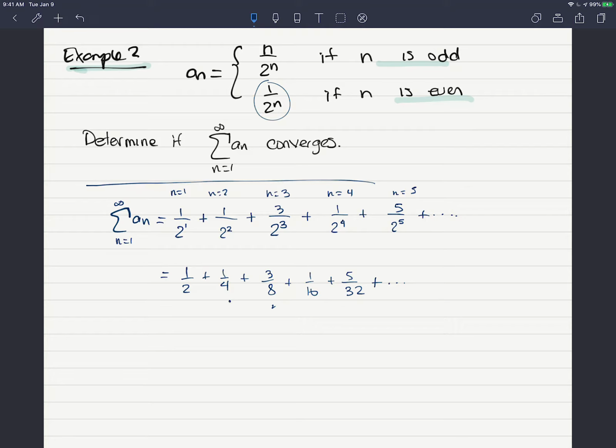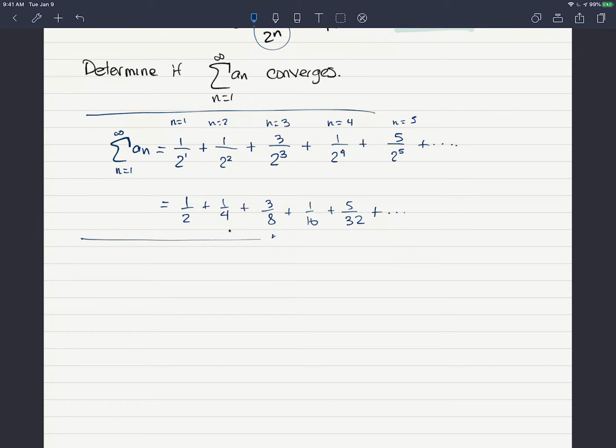Well, the key point is that what both parts have in common is that both have a 2 to the power of n. And we have already seen at this point the root test. The root test says that you take the limit when n goes to infinity of the nth root of the absolute value of your terms, and you call that L. If L is less than 1, the series converges, and if L is greater than 1, it diverges.